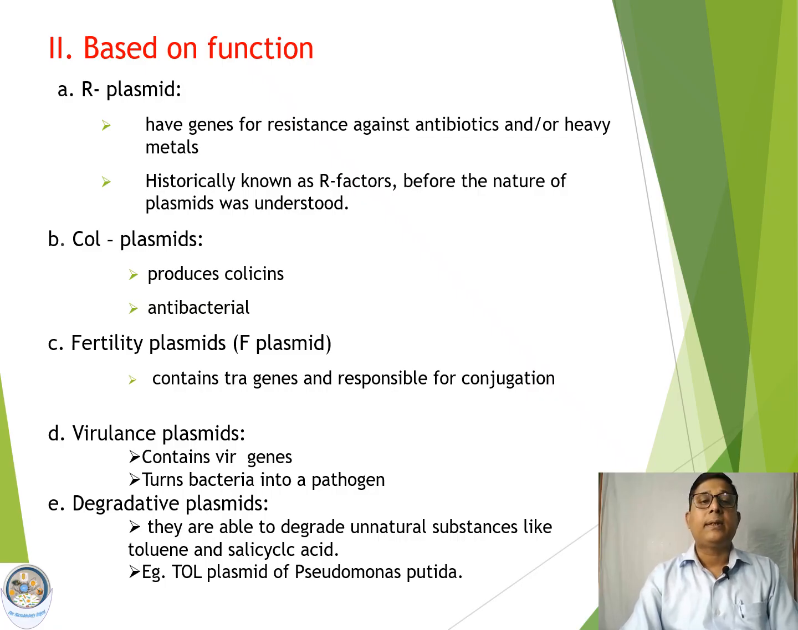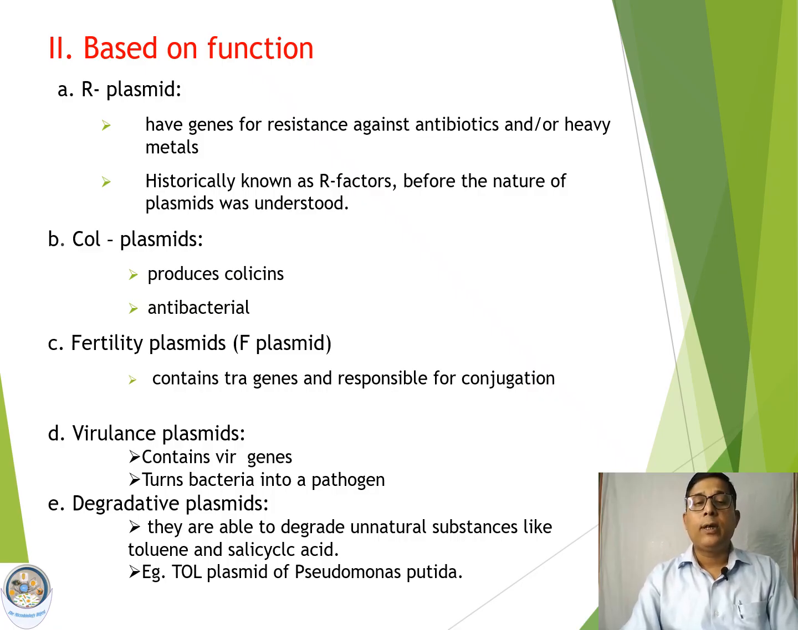The second type of plasmid is the col plasmid. They are responsible for the production of colicins, which are antibacterial compounds produced by some species of bacteria. These plasmids are called col plasmids. The third type is the fertility plasmid, or F plasmid. They are responsible for the conjugation process in bacteria.